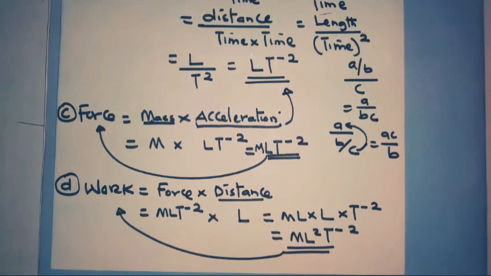So hopefully you now understand how to derive the dimensions of derived quantities. The major thing you need to know is always to know the formula for each of those quantities. Then you can derive the dimension for any kind of derived quantity that is given to you.